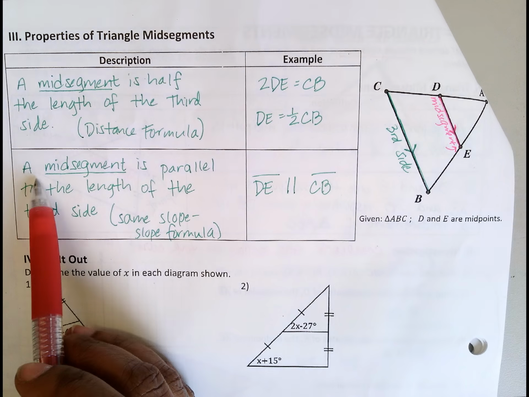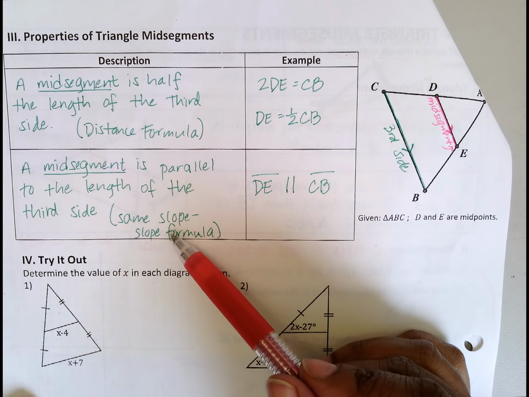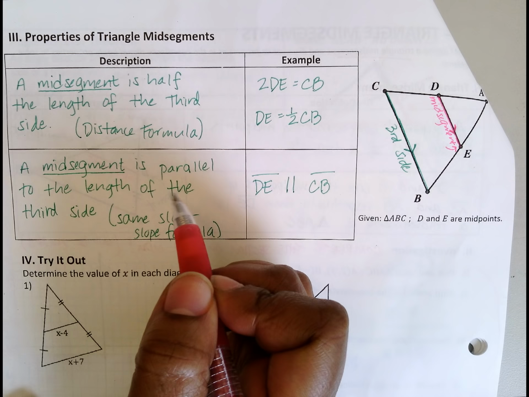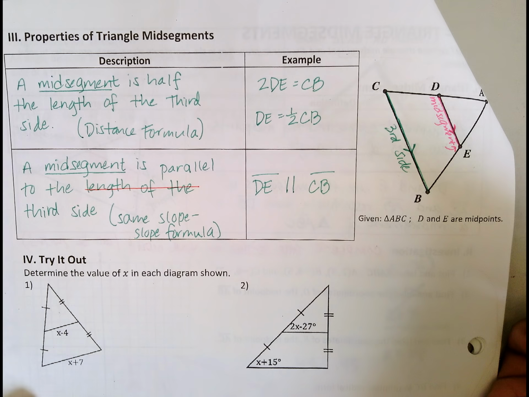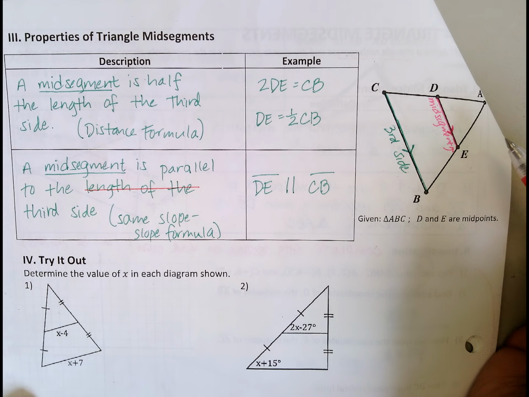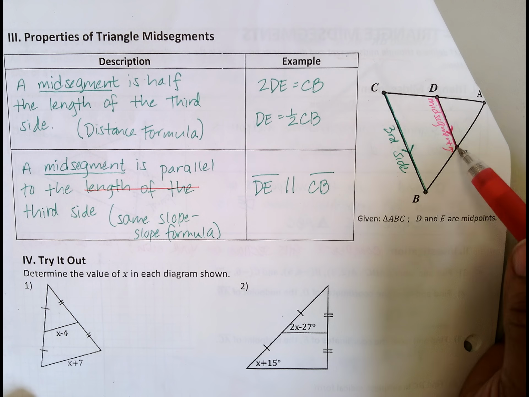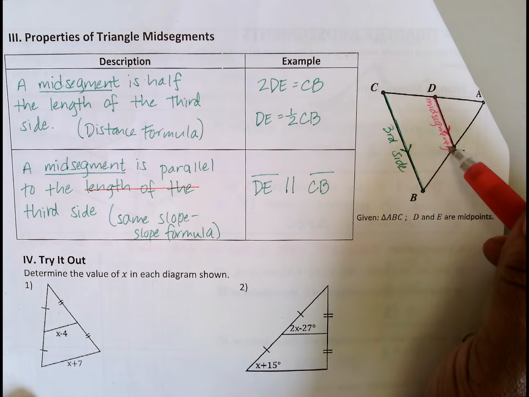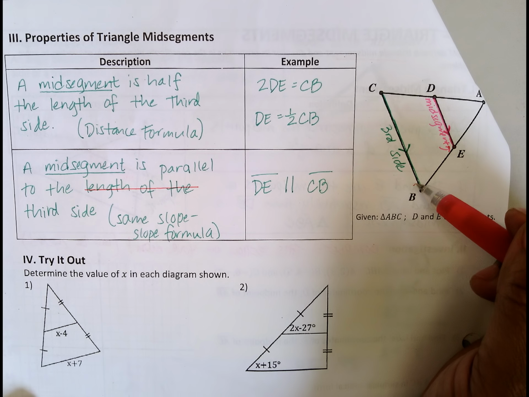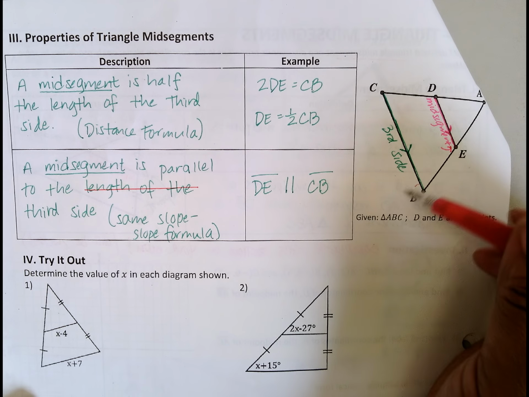By definition also, a midsegment is parallel to the third side. So it should just say parallel to the third side, not just half the length of the third side. If you were asked what is the slope of DE, it would have to be the same as the slope of CB. And you always identify parallel lines using the slope. So those are properties of triangle midsegments. The midsegment is half the length of the third side of the triangle, and midsegments are parallel to the third side of the triangle.